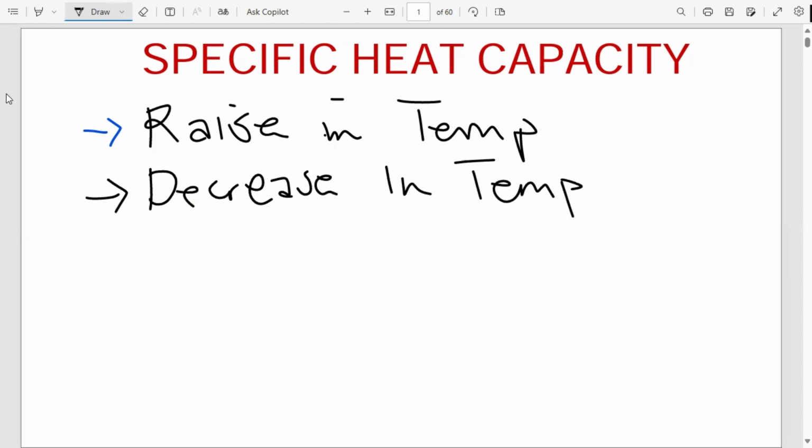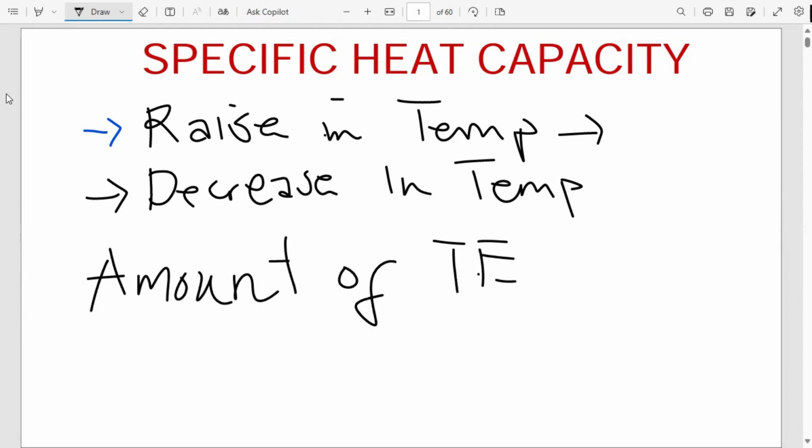So it always takes some amount of heat in order for you to raise the temperature of a substance. If you're supplying heat to a substance, there's always a fixed amount of heat that we require in order to raise the temperature of that substance. And we call that energy, the amount of thermal energy required to raise the temperature of a substance, heat capacity.